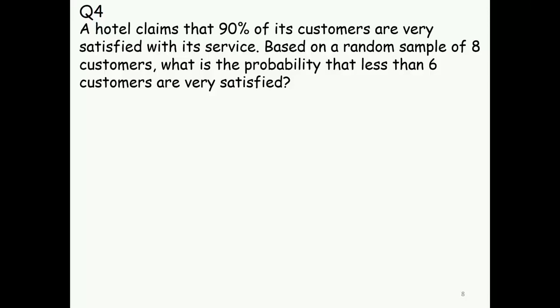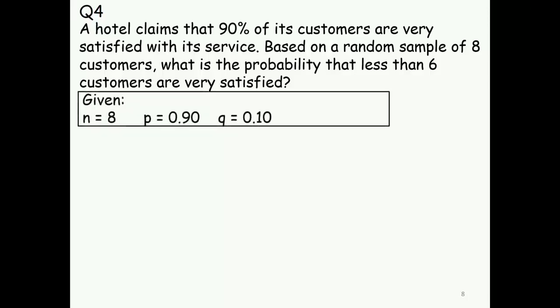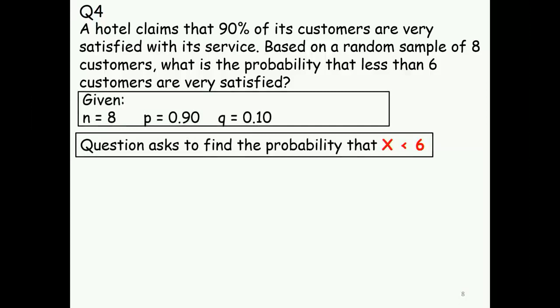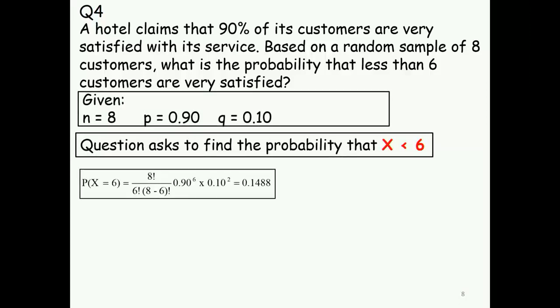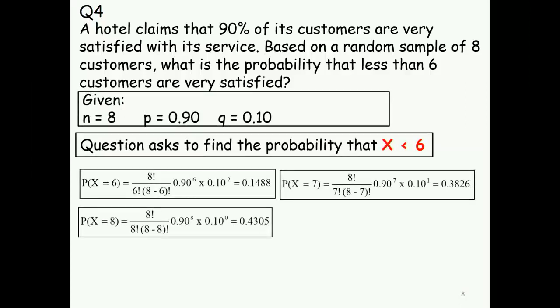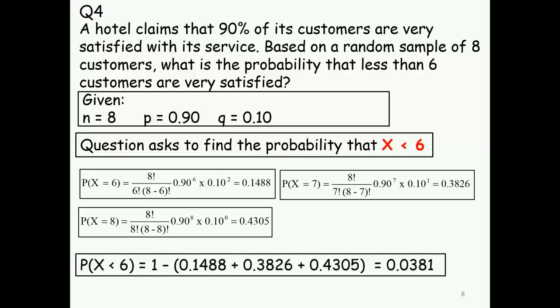So which way do you think it's easy to calculate? I prefer to calculate the other way. So less than 6 means I calculate 6, 7, and 8, then 1 minus. So I calculate first 6, then 7, then 8, then 1 minus the summation of all these 3. You could do it as probability of 0 plus probability of 1, 2, 3, 4, 5. You could add all of them, but I think the other way is simpler.